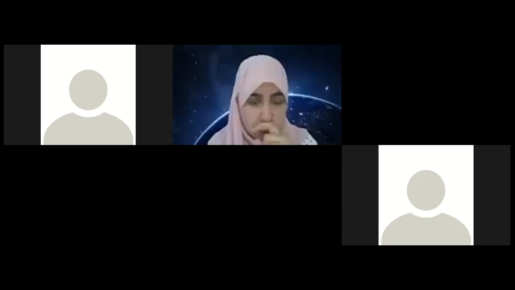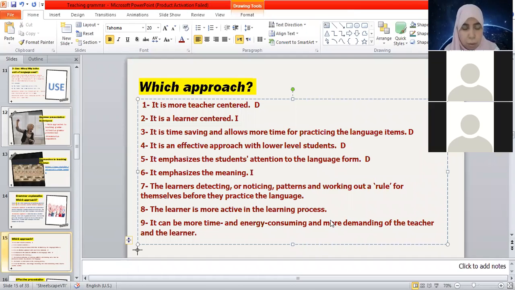We stopped at Number 7. Let's start over. Number 7, the learner's inductive way, approach: notice the pattern, and work out the rule for themselves before they practice the language. So, as you said, Miss Noha, it's the inductive way. Yes, Mana, thank you.